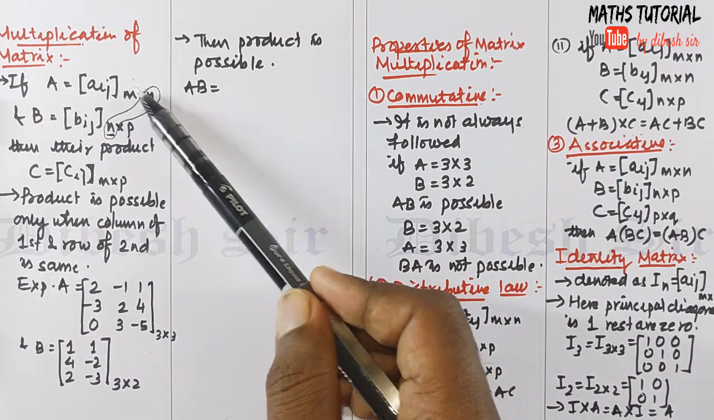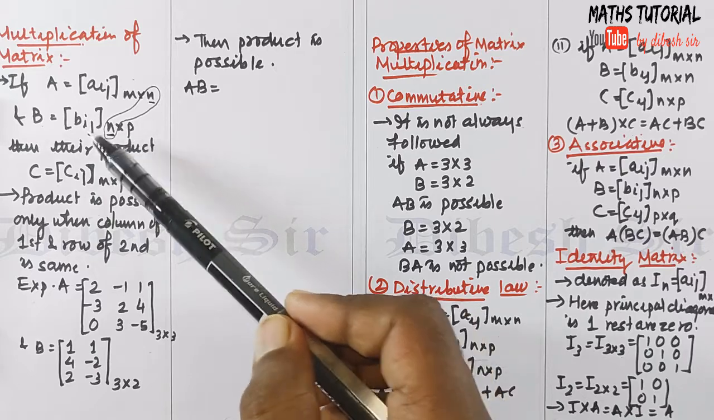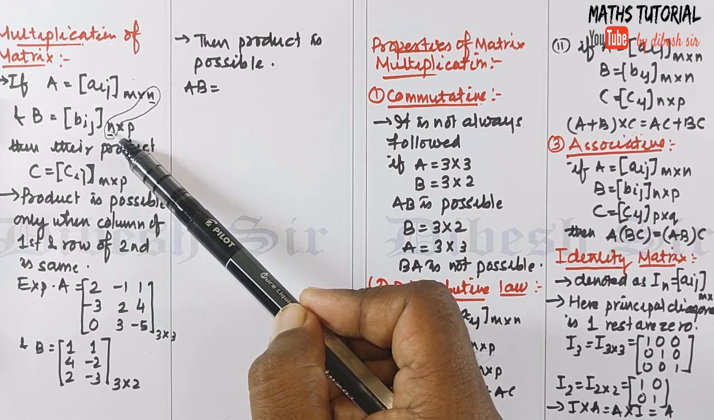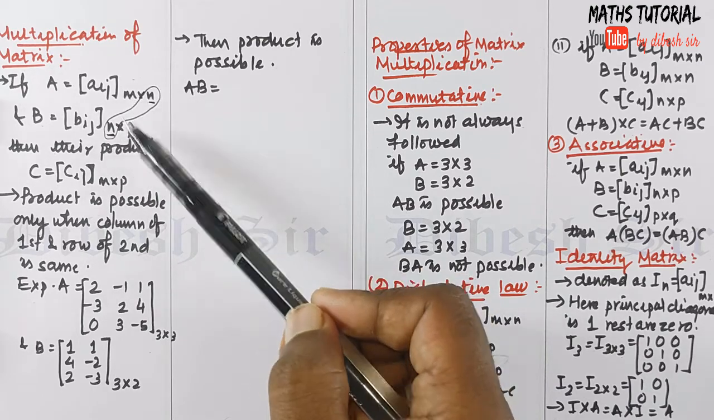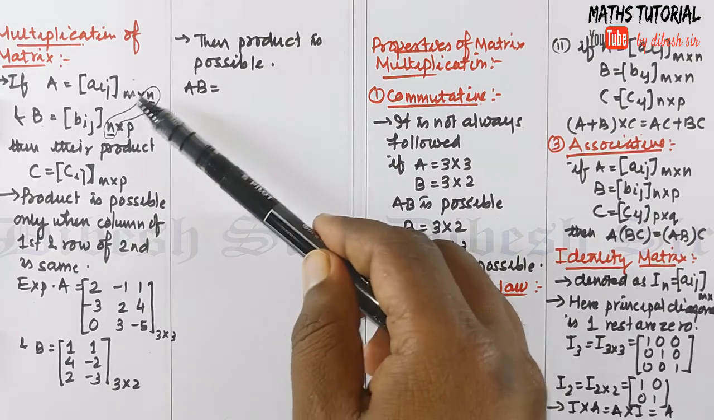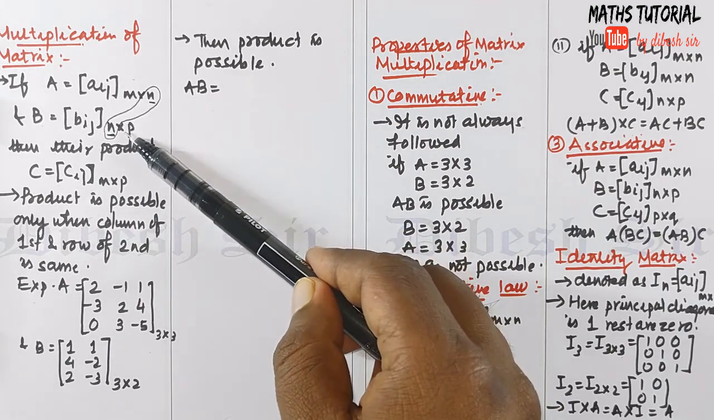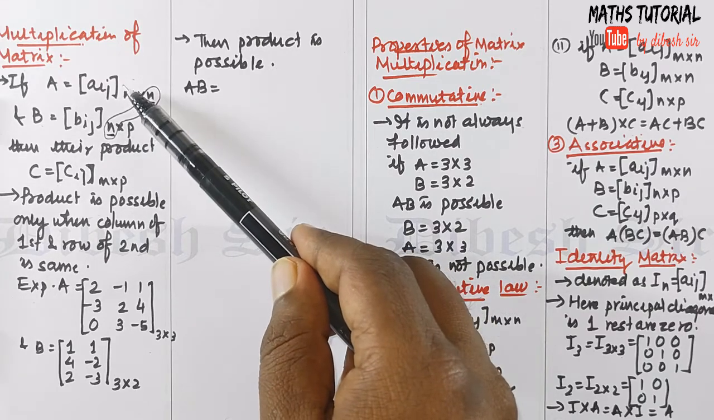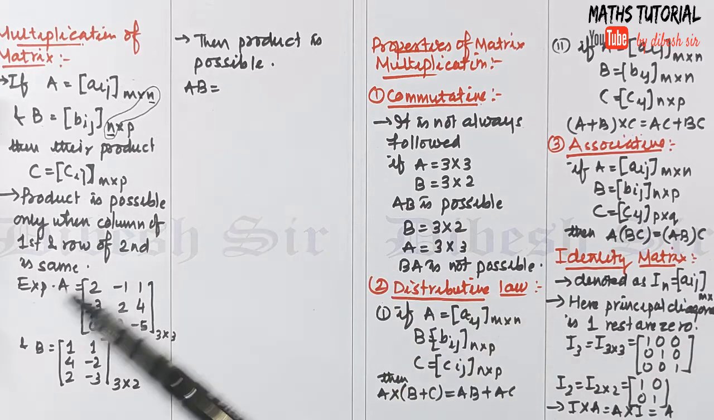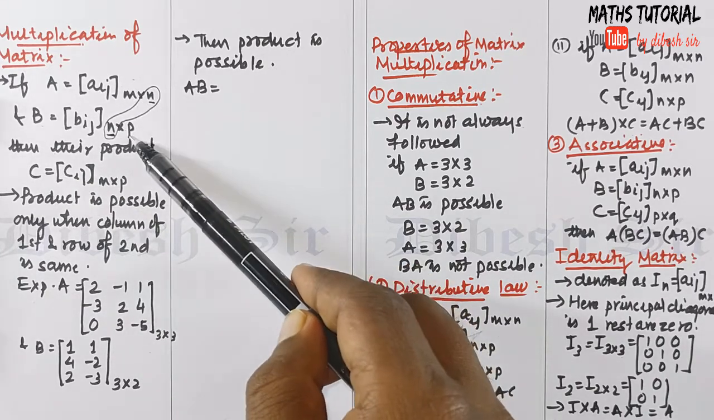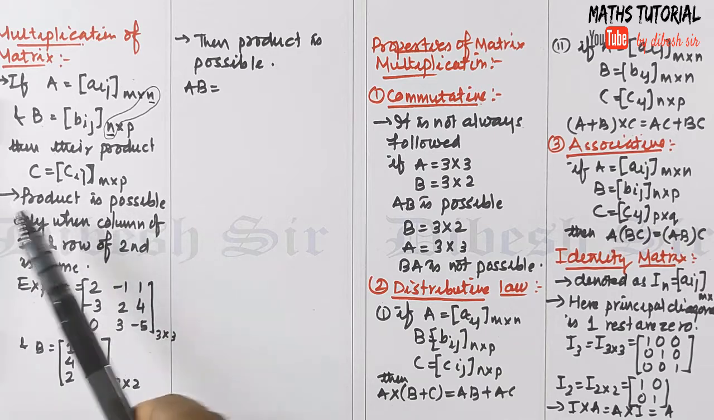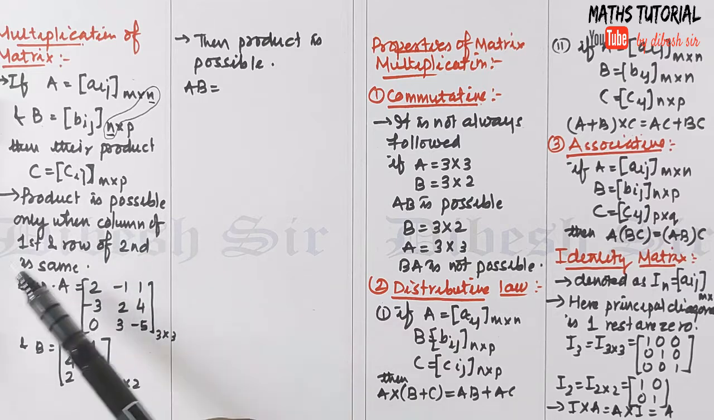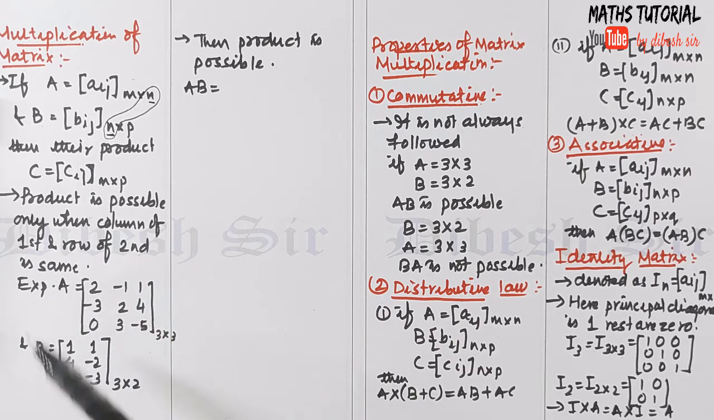Means if it is 3 cross 2 and it is 2 cross 3, then product is possible, since the column of first and row of second are the same. That's why multiplication is possible, and the answer will be m cross p. Means if it is 3 cross 2 and 2 cross 3, then the answer will be 3 cross 3, like here m cross p. So remember, note this down. Product is possible only when the column of first and row of second is the same.